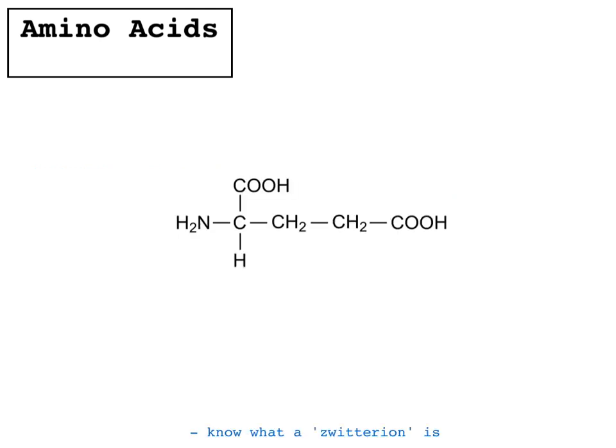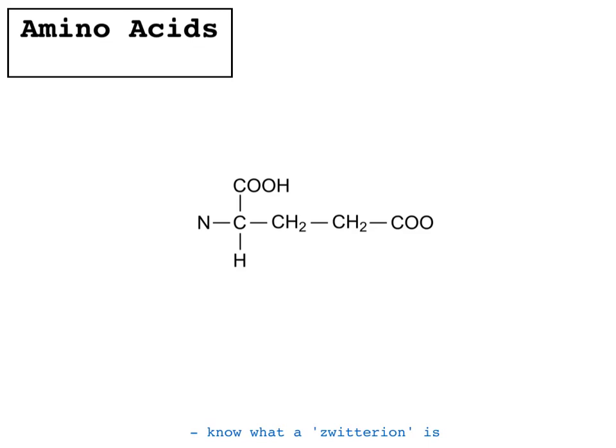So the word Zwitter ion originates from the idea that an amino acid has an acidic end and a basic end. It has a carboxylic acid group on one end and an amine on the other. So the carboxylic acid can lose a hydrogen and the amine can gain one. So an amino acid doesn't actually exist in this form. It actually exists in the form where the H on this side disappears and joins onto the N, which can accept it, on the other side.